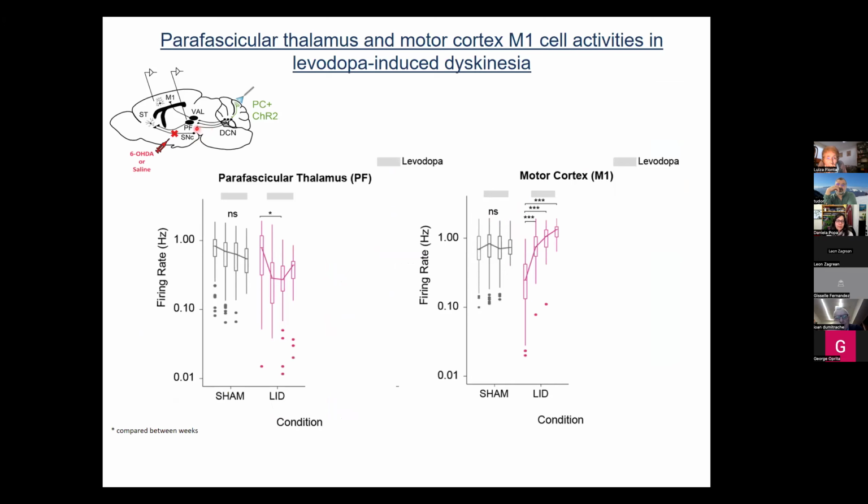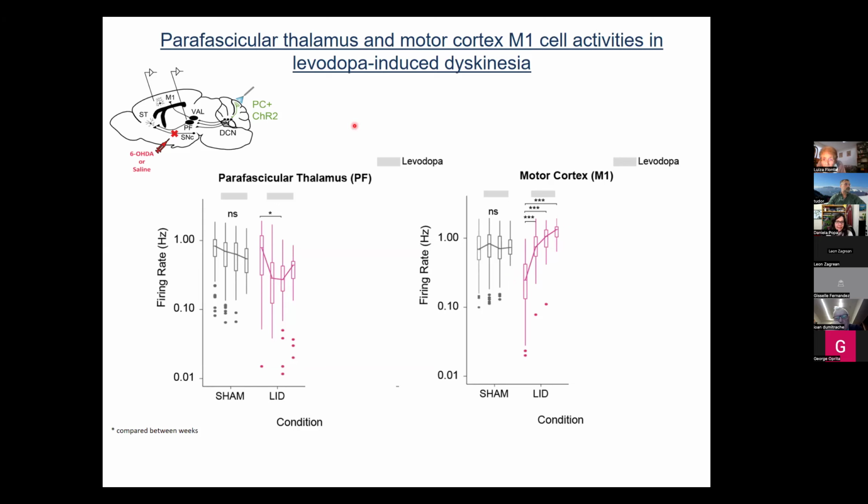Then if we move to the parafascicular thalamus, the intralaminar thalamus that projects to the striatum, and to the motor cortex, we have the same type of results. Here I can zoom on the motor cortex. If you remember, this is the moment when they are in Parkinson's disease before the levodopa, and the activity in motor cortex is lower than in controls, as I showed in the study before. Then if we give levodopa, we have this increase even more than that, corresponding to the abnormal movements performed in this dyskinetic state.